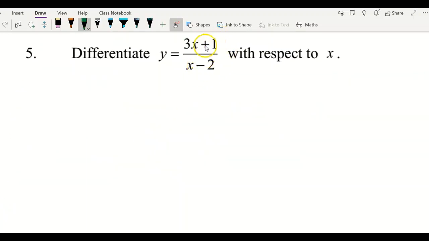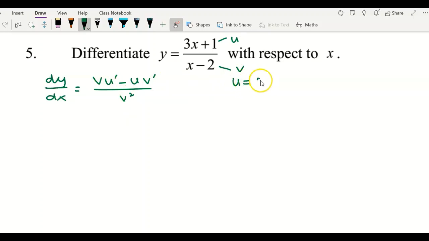For question 5, differentiate this quotient function with respect to x. Now I have to use the quotient rule to find the dy/dx of this function. Given the quotient rule, the formula is (v u prime minus u v prime) over v squared. First of all, I will define my u as 3x plus 1 and get your u prime first, that is 3. And v is x minus 2. So v prime will be 1.